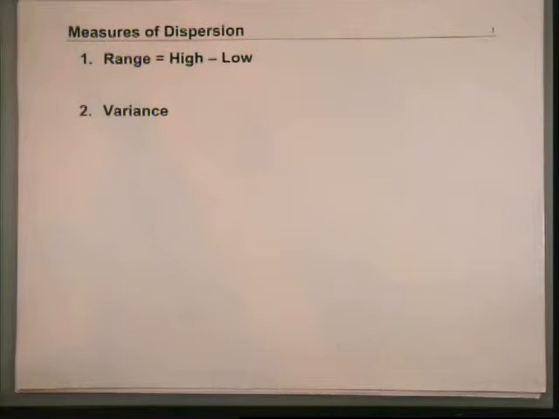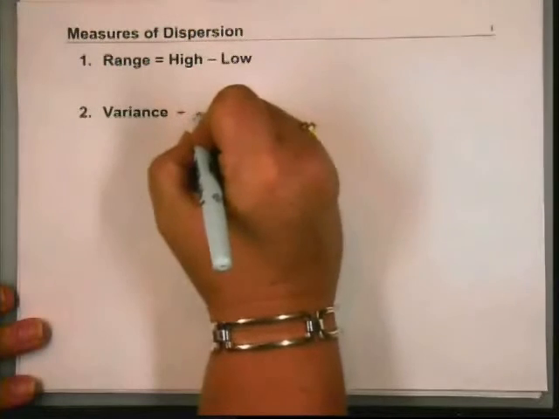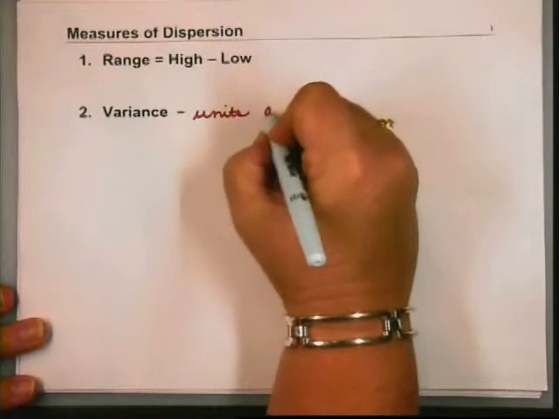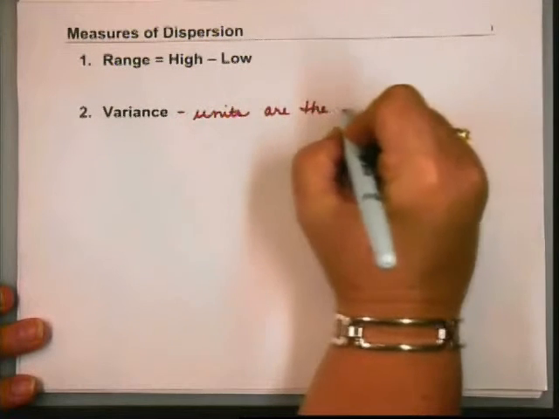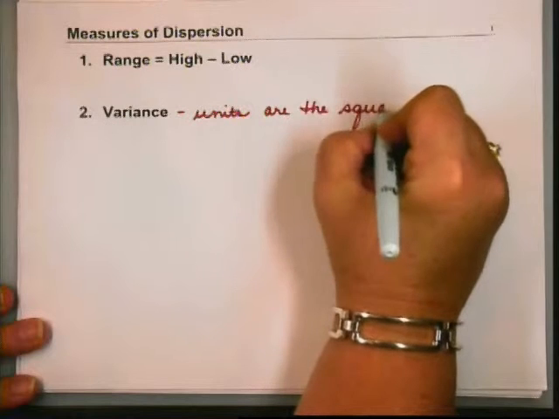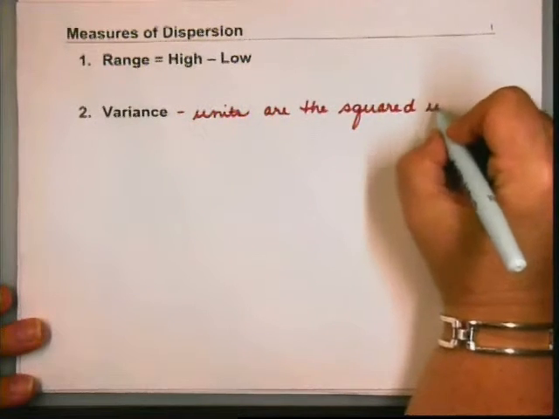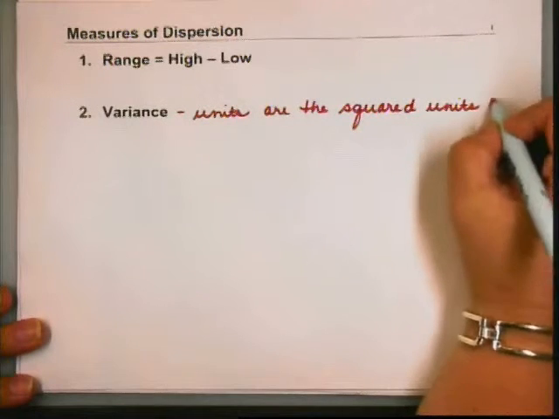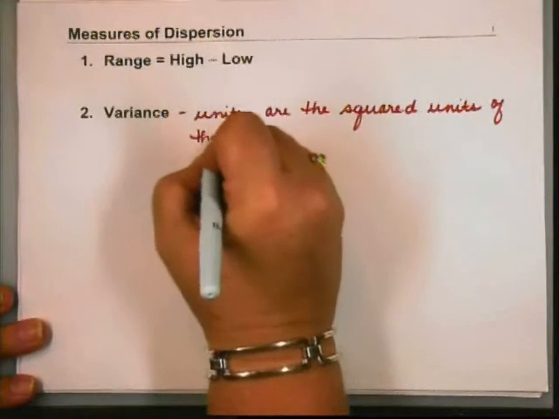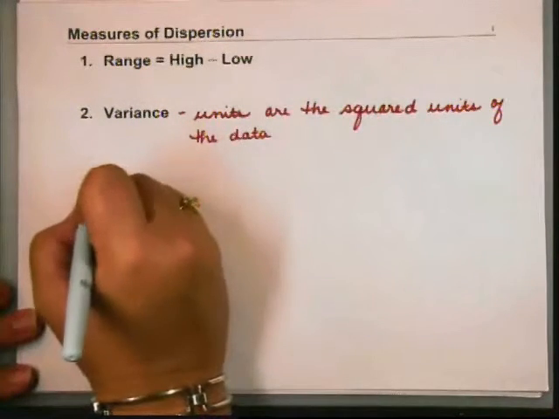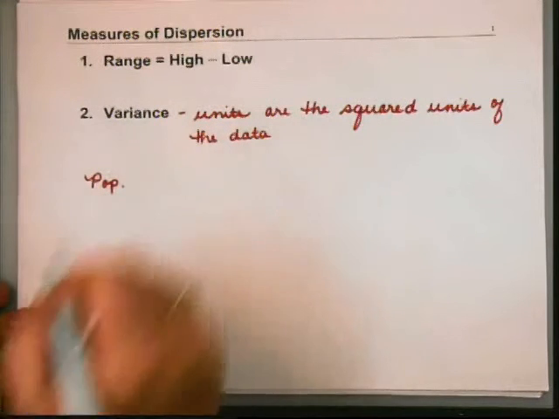Very often we see that variance is measured. And so what is variance and how do we compute that? When we compute variance here, the units are the squared units of the data. Okay, we can talk about population variance and we can talk about sample variance.